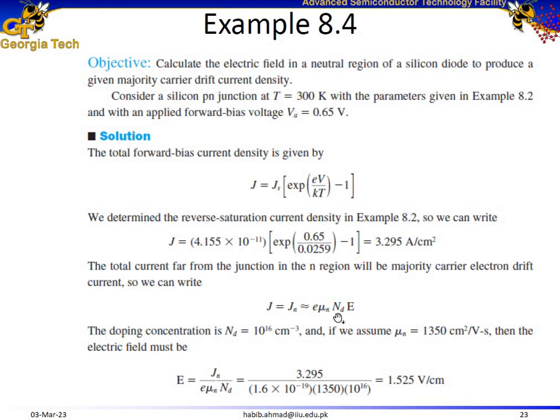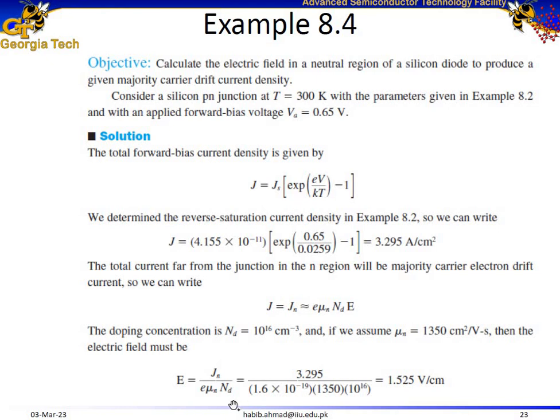Charge on electron times mobility times the donor concentration times the electric field. The donor, because electrons are the majority carriers. So just reorder it for the electric field. Replace all the other values.